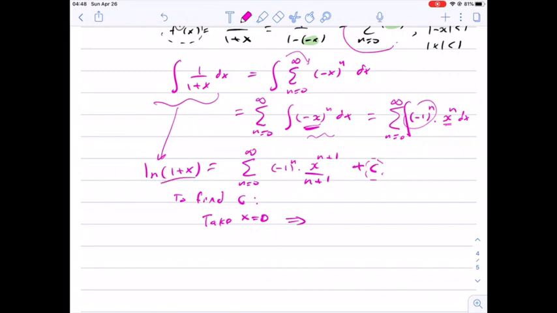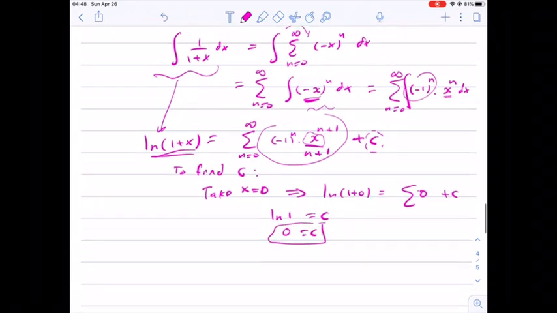That gives the left hand side ln of 1 plus 0, and on the right hand side, when x is 0, everything in the sum is 0. So 0 plus c, and that means we have natural log of 1 equals c. Natural log of 1 is 0, so c is 0, and we don't need to write it here. So we have natural log of 1 plus x is equal to the series n from 0 to infinity, -1 to the power n x to the power n plus 1 over n plus 1.